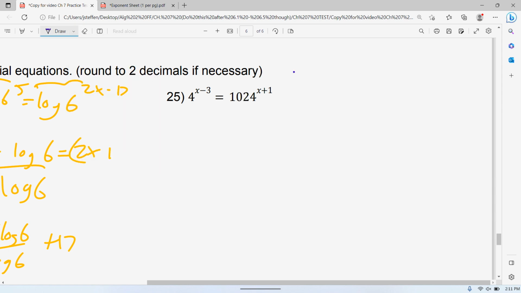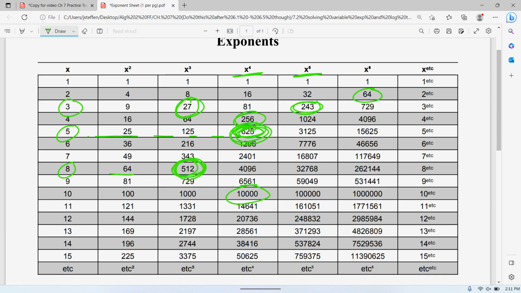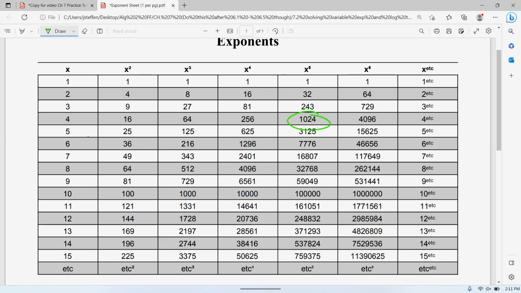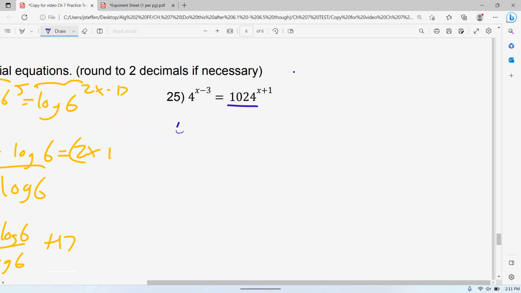Can I change this, or raise it to something? Let me clean this up a little bit quick. 16 is 4 squared, and 1024 is 4 to the 5th. So that's 4 raised to the x minus 3 is equal to 4 to the 5th, to the x plus 1.